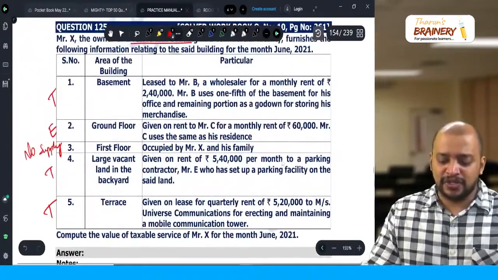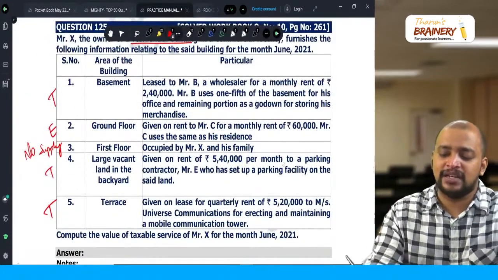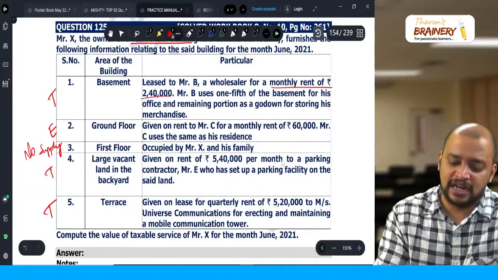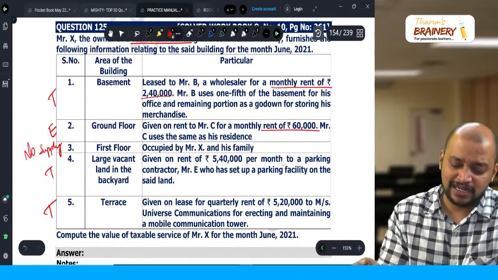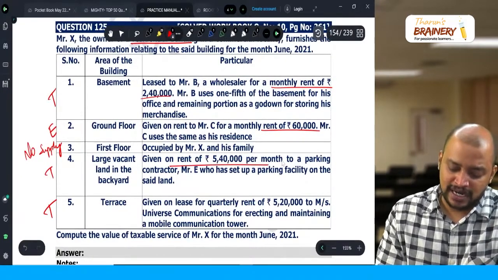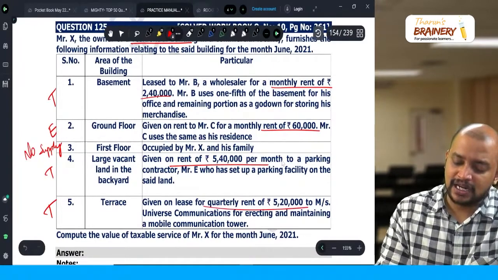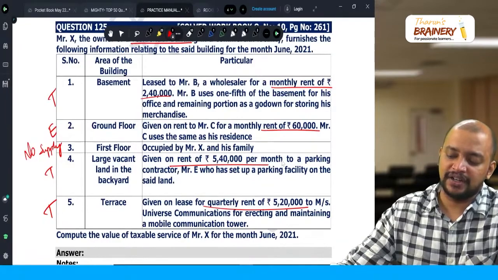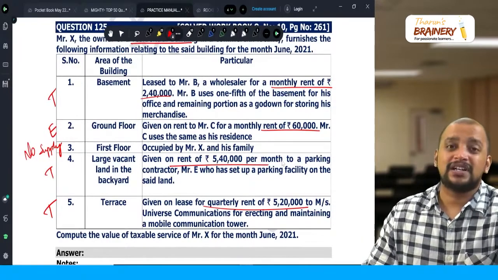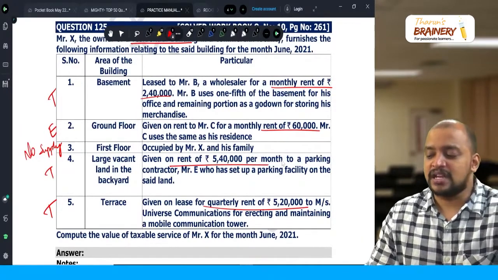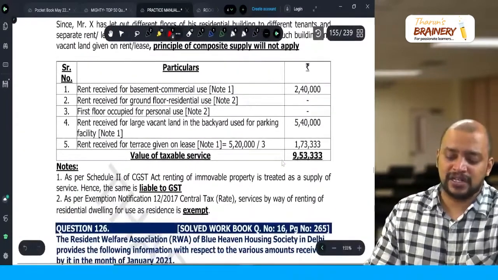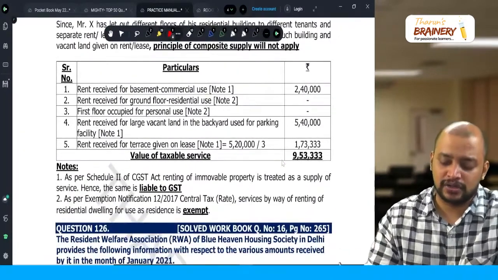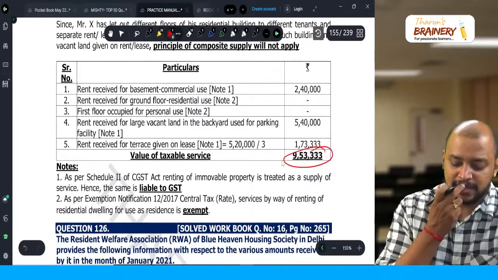But here, if you see, all these are monthly rent. Wherever it is taxable, so monthly rent. But here it is quarterly rent. So therefore, what I did, this 5,20,000 divided by 3. So quarterly means, so divided by 3, 1,73,333 I took. So that 9,53,333 became the value.